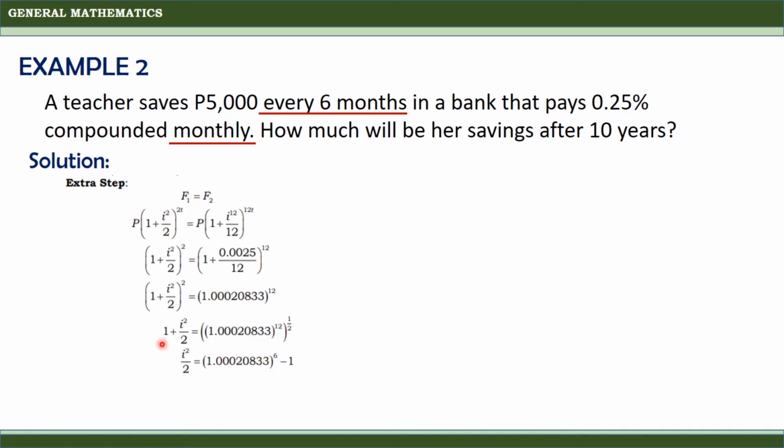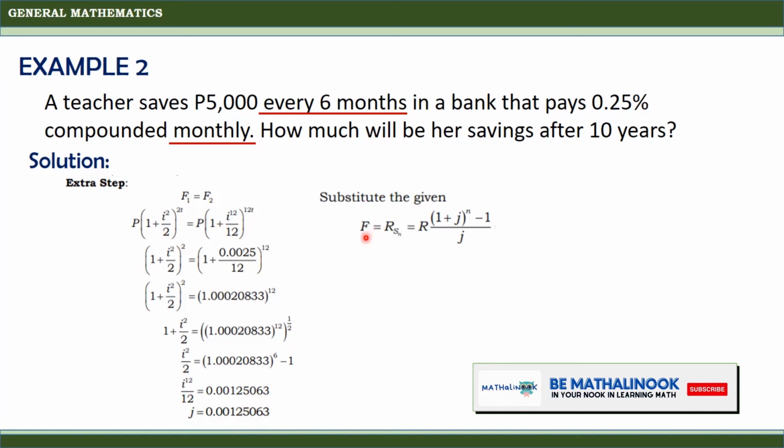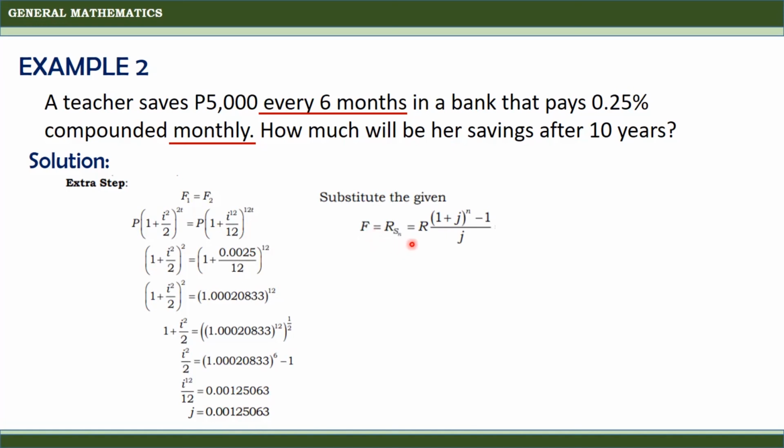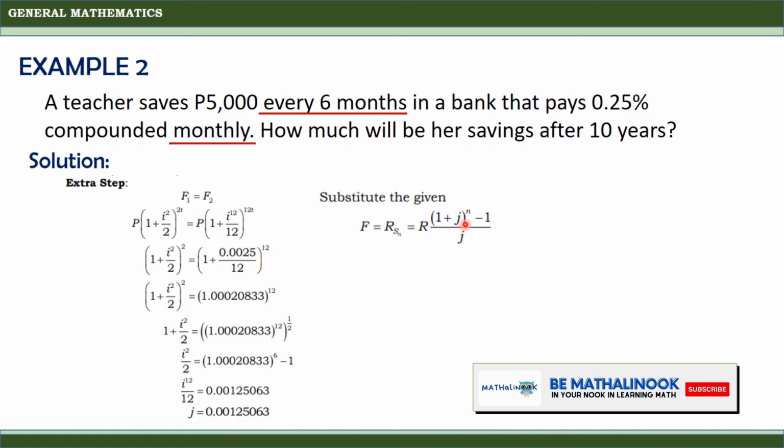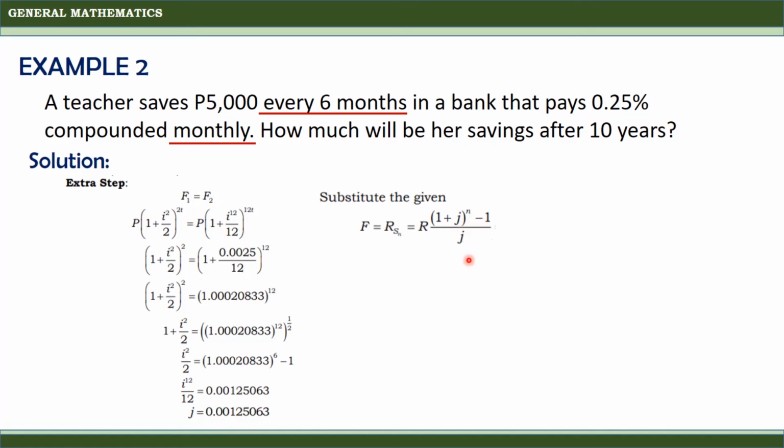Moreover, subtract 1 on both sides of the equation. Simplify next the right side of this equation. 1.00020833 raised to 6 minus 1, it will give us the value 0.00125063. This will be the value of J that we will be using on our formula. With this, using the formula F equals R sub S sub N equals R times the quantity 1 plus J raised to N minus 1 all over J, by substitution, notice that our regular payment is equal to 5,000.